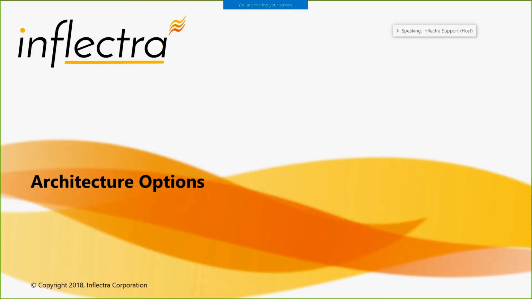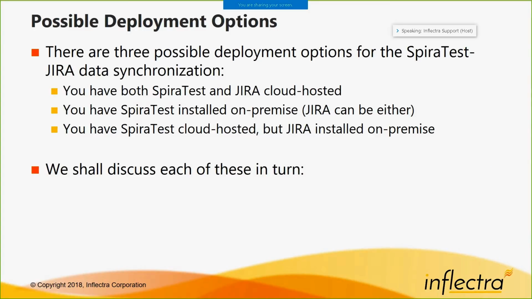So before we get into how you actually do the configuration, there's one major thing you have to decide up front, which is where are you hosting things? So there are three options typically. There's the case which is the simplest, which is they're both cloud hosted. There's the case where SpiraTest is on-premise, but JIRA could be on-premise or cloud. Or there's the case where SpiraTest is cloud hosted, but JIRA is on-premise. That's a less usual case. Usually they're both on-premise or both cloud hosted, but it has occurred and we do have customers with that situation. So we do have a special solution for that case.